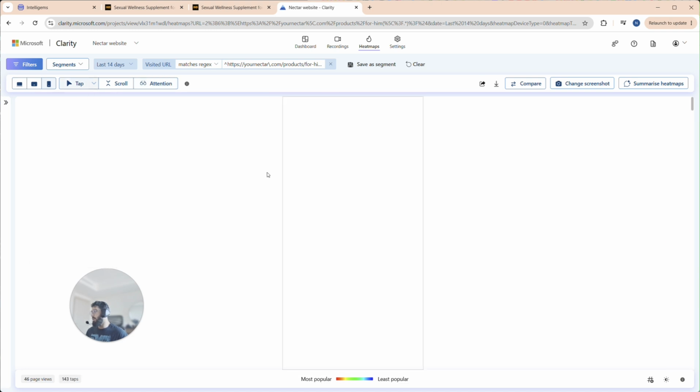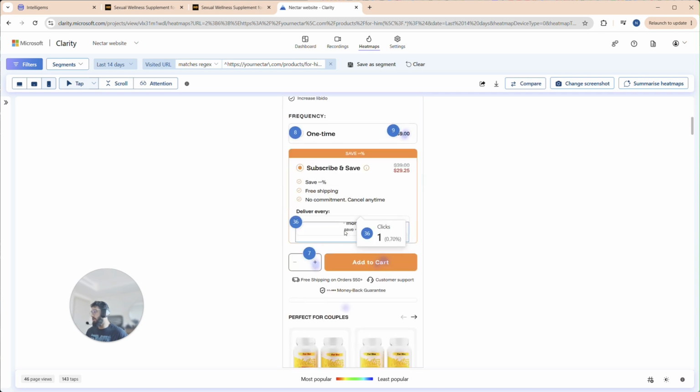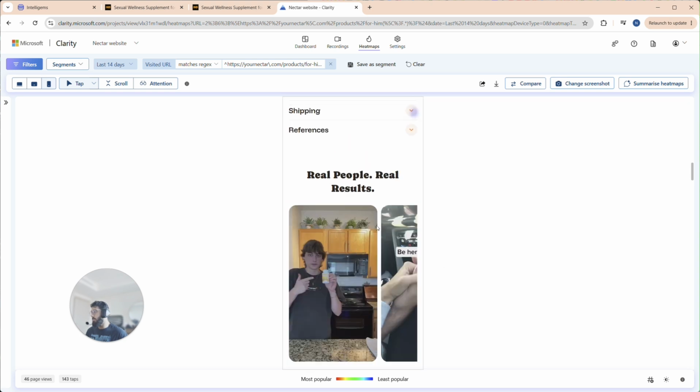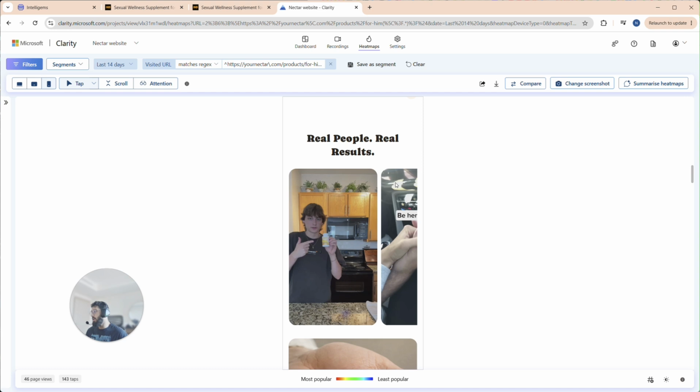Now, if I switch to tap map, I'd also like to see if people are actually clicking on that section, just to give me some data there as well. And again, we don't see any clicks here. So people aren't even clicking on this section. That means that this section itself isn't actually doing much for us. So I wouldn't be inclined anymore to move this section further up on the page, because people who do see the section are not interacting with it.